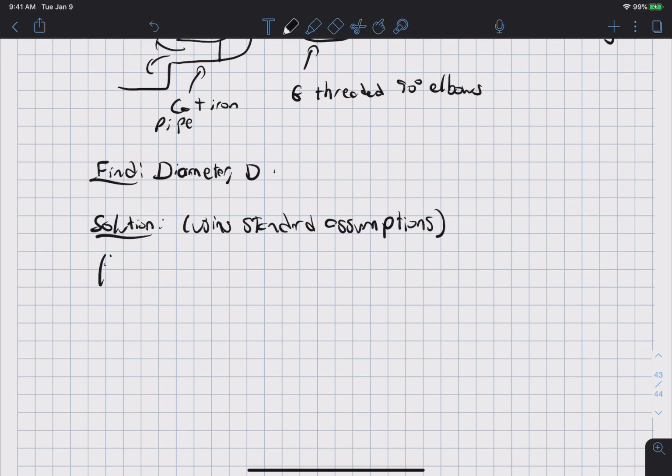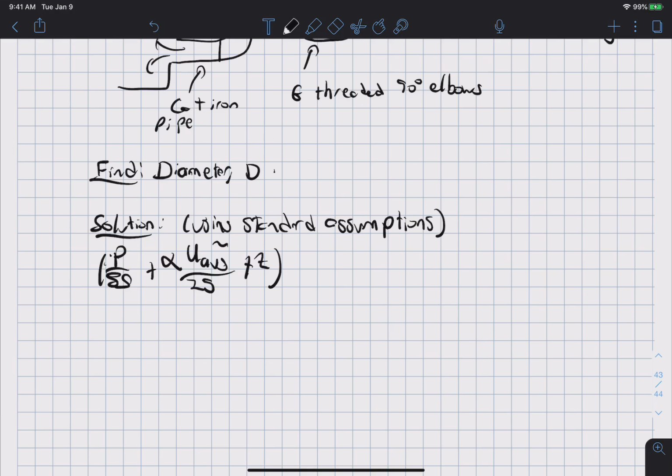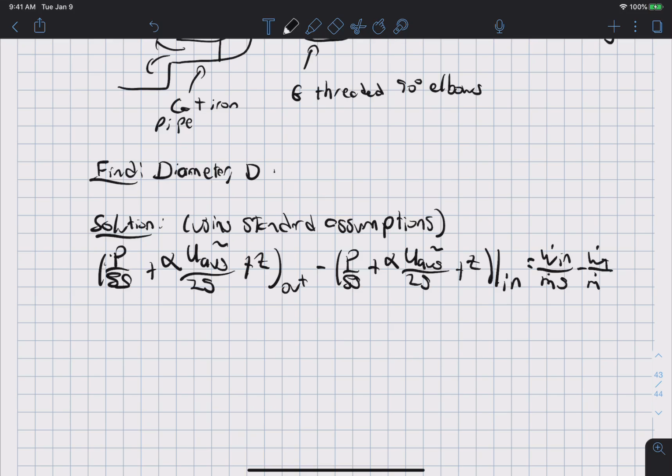So that would be P over rho g, plus the kinetic energy correction factor times the average velocity squared over 2g plus Z at the outlet state or some downstream state, minus P over rho g plus the kinetic energy correction factor times the average velocity squared over 2g plus Z at some inlet state upstream, equals any power going into the piping system divided by m dot g, minus any turbine work going out divided by m dot g, minus the total head losses.